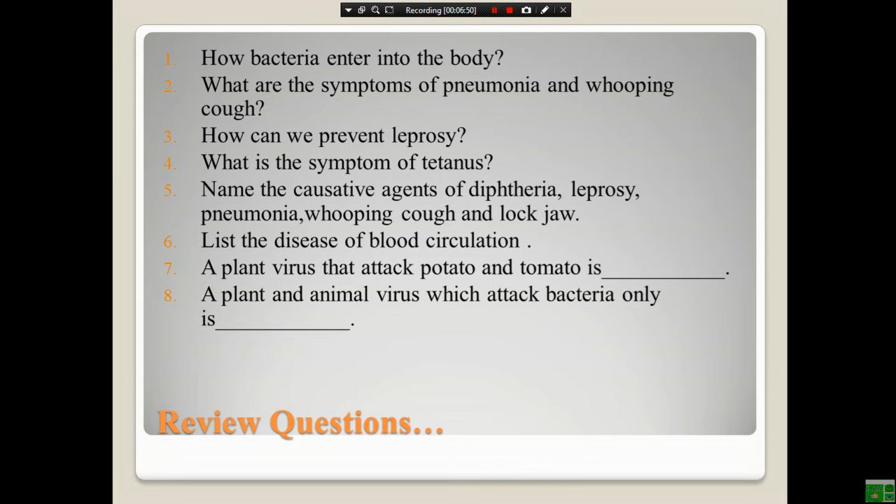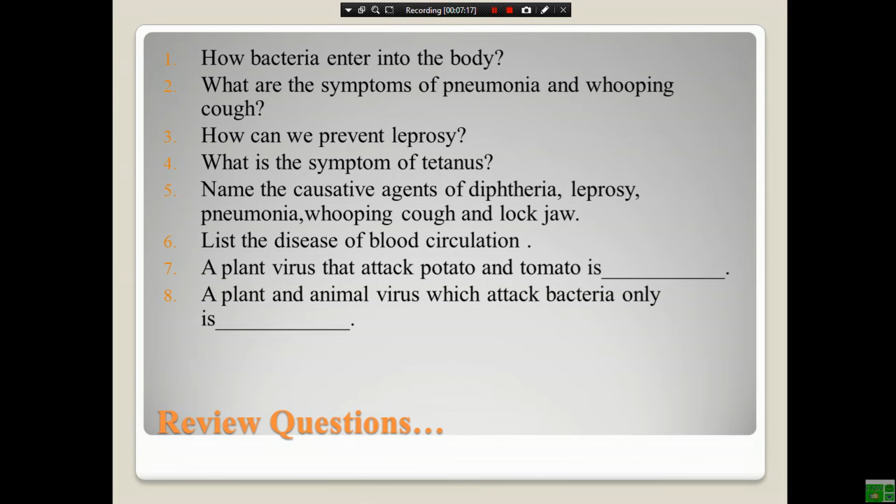The first question says, how do bacteria enter into the body? The second, what are the symptoms of pneumonia and whooping cough? Those are also bacterial diseases. Thirdly, how can we prevent leprosy? Fourth, what are the symptoms of tetanus? Fifth, name the causative agents of diphtheria, leprosy, pneumonia, whooping cough, and lockjaw or tetanus. Sixth, list the diseases of blood circulation.